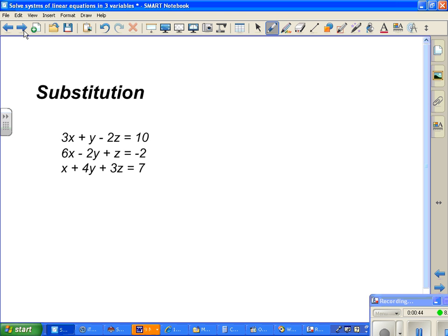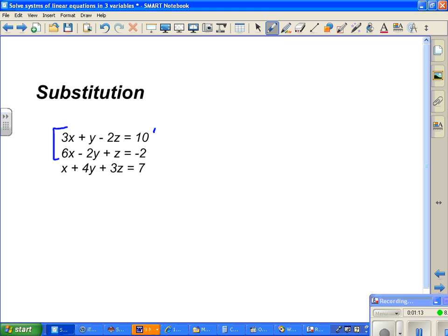Now you want to pick variables that are going to be easy to solve for. You need to solve for the same variable twice, in two different equations. Just looking at things here, I think I'm going to solve for y in these two equations. Well, let's go ahead and do that.